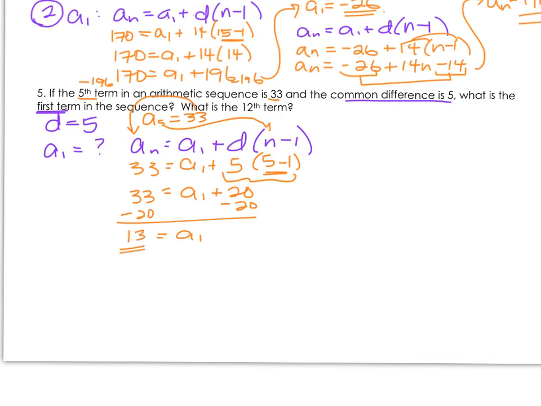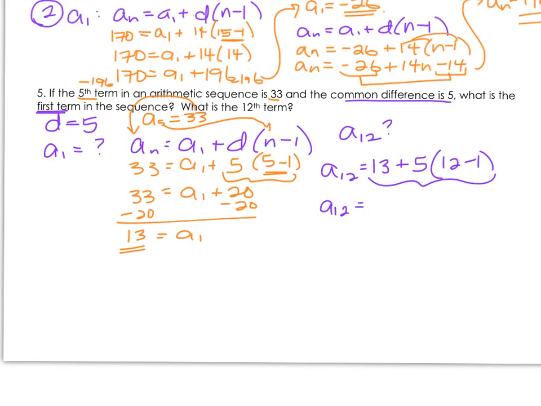There's the first part. But then it says, what is the 12th term? Well, let's see what we can use with our given information to help with that. If we want the 12th term, that means we want a sub 12. So a sub 12 would equal a sub 1, which is 13, plus d, which is our common difference of 5, times n minus 1, which is 12 minus 1. All we need to do is simplify that right-hand side. Oops, that's a 12.